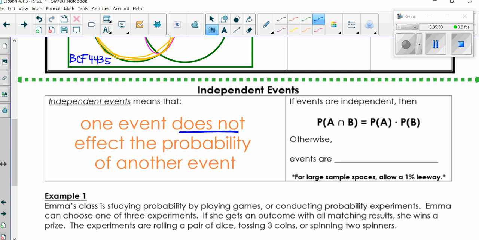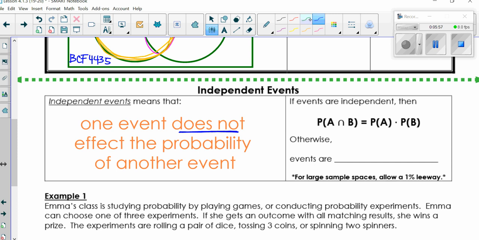Okay. Another way to think about dependent is like you guys are all dependent on your parents. You depend on your parents to feed you, to put a roof over your head, to get you to school, to get you to your athletics, do your laundry, whatever it is. But you're dependent on them. Independent means that you would be on your own. One thing does not affect another.